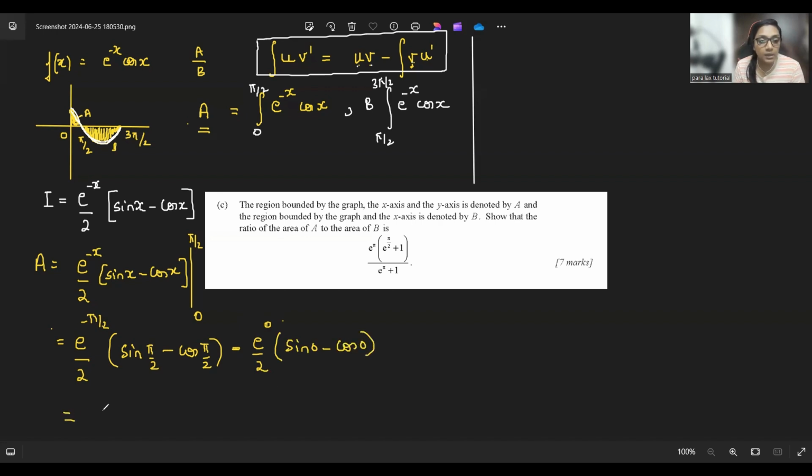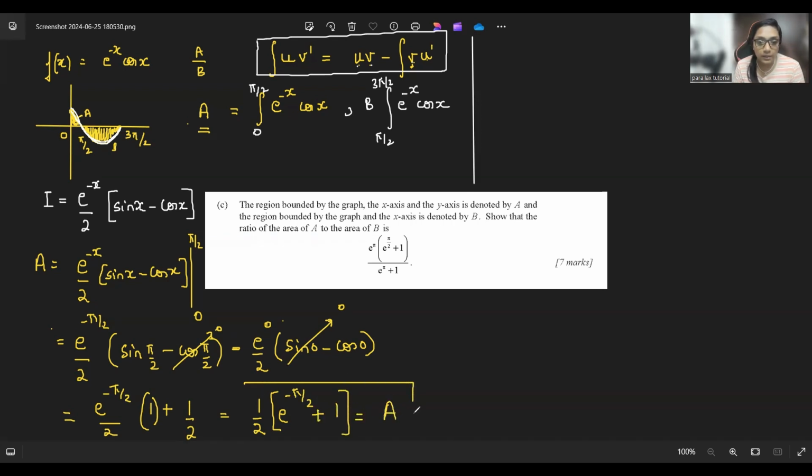What does this give us? e to the power minus pi by 2, sine pi by 2 is just 1. Cos pi by 2 is 0. Sine 0 is 0. Minus cos 0 is just minus 1. You add it to this, you get plus. e to the power 0 is just 1. So it's just plus 1 by 2. And that's it. So it's basically 1 by 2 times e to the power minus pi by 2 plus 1. This is the area for region A after we apply the definite integrals.